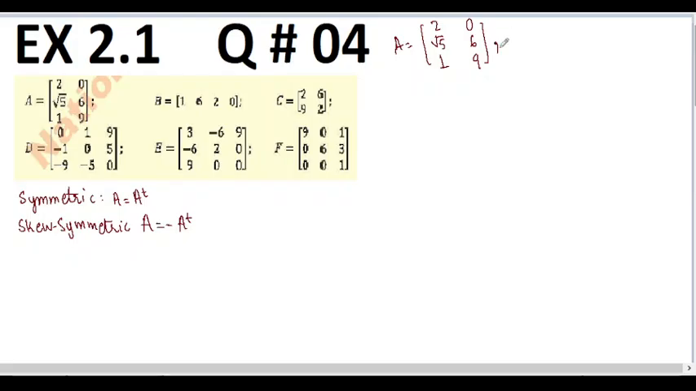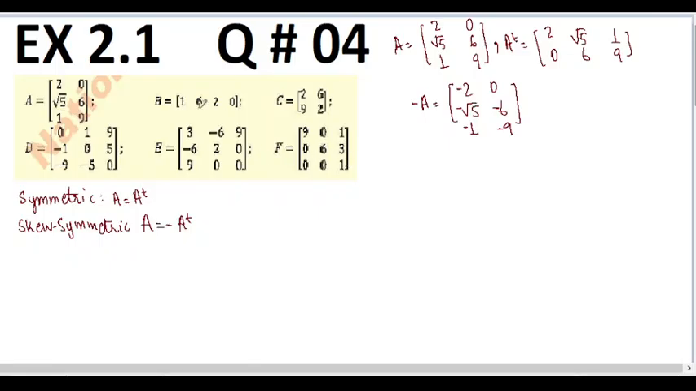So first of all we are going to find its transpose. A transpose equals: 2, 0 is to be changed into this column. Square root of 5 and 6 are the second row and they will be changed into the second column, and then the same for 1 and 9. They both are not equal. Now we are going to check it for skew symmetric. So we are going to find negative of A, which equals minus 2, minus 0 is also 0, minus square root of 5 and minus 6, minus 1 and minus 9. So they both are not equal, so it is not skew symmetric, and A is not equal to A transpose, so it is not symmetric. So it is neither skew symmetric nor symmetric.